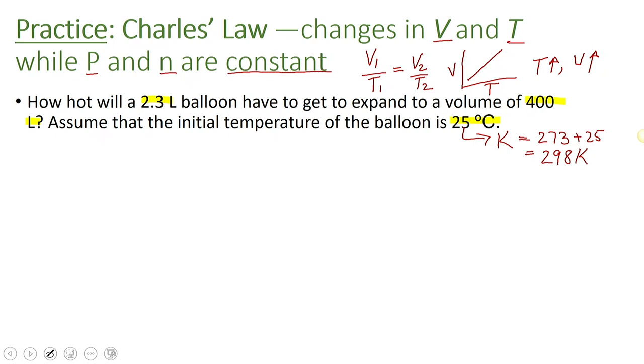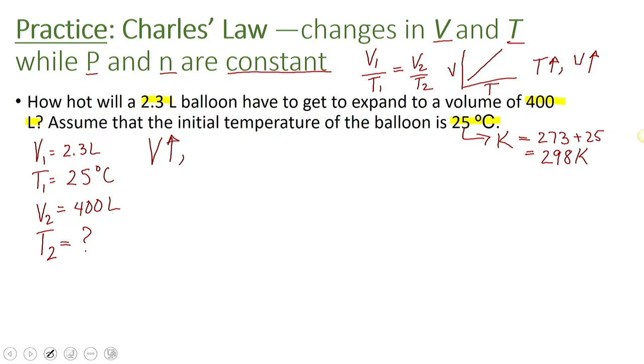Okay, so what do we have? V1 is equal to 2.3 liters. T1 is equal to 25 degrees Celsius. We are given V2, which is 400 liters, and we want to know T2. To help us figure out if our answer is correct at the end, let's look at our volumes. Our volume increased because we're going from 2.3 liters to 400 liters. So our temperature must also increase because this is a direct relationship.